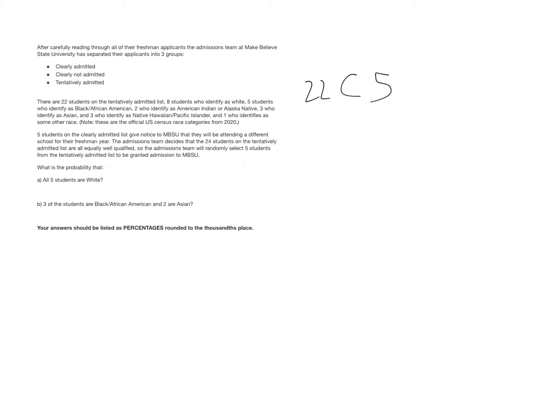But I think it's helpful to really think it through. I am choosing 5 students, so how many ways can I choose that first student? There's 22 options. For the second one, there's now only 21 options, then 20 options, then 19 options, and then 18 options. But that implies that I'm doing this in a particular order, which is not true.